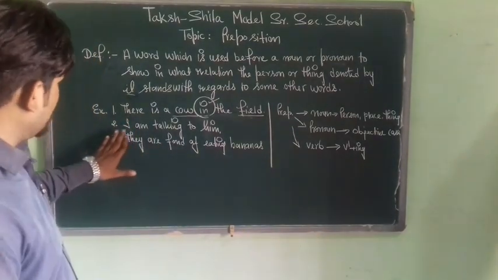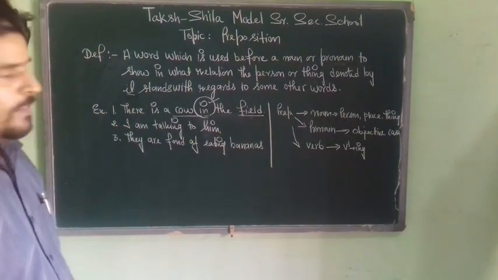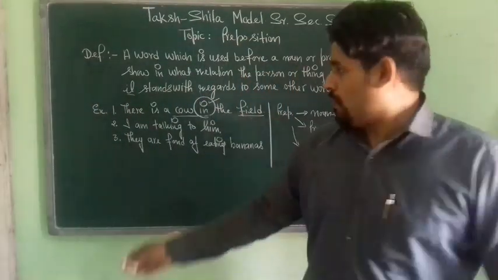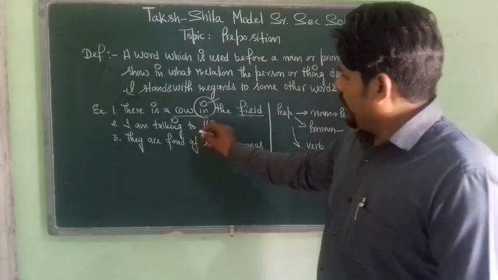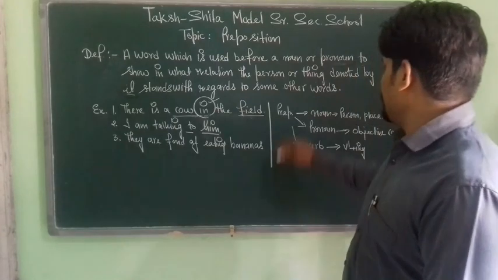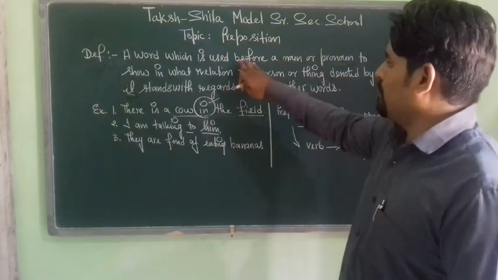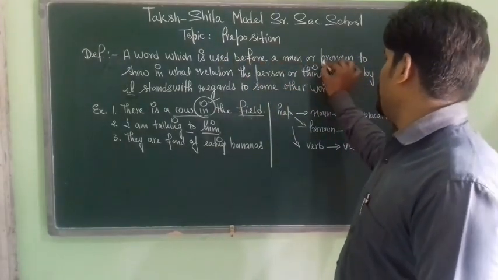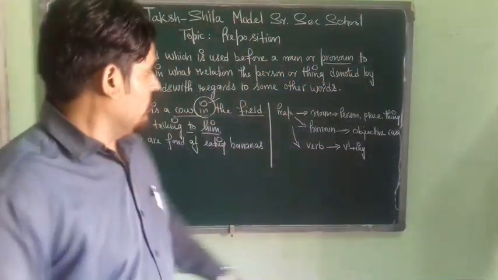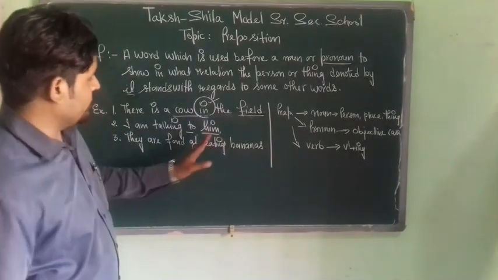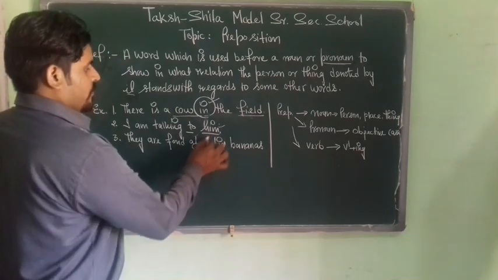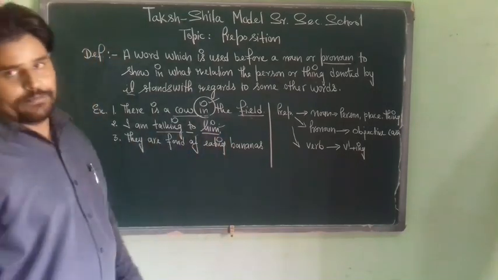Now let us move on to the next example. The next example we have is, I am talking to him, right? So here to is the preposition and him is the pronoun. The definition says that a preposition is a word which is used before a noun or pronoun. So here him is a pronoun, right? Now the preposition to denotes the pronoun him, and it shows the relationship between him and the verb talking, right?